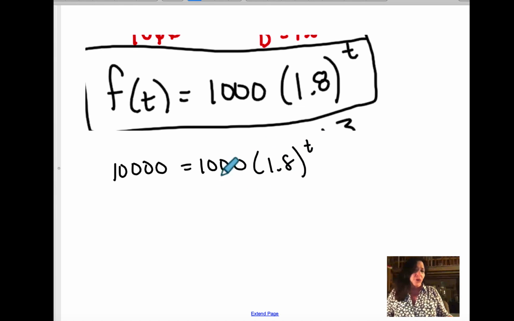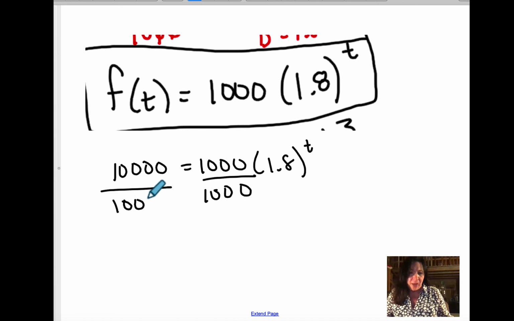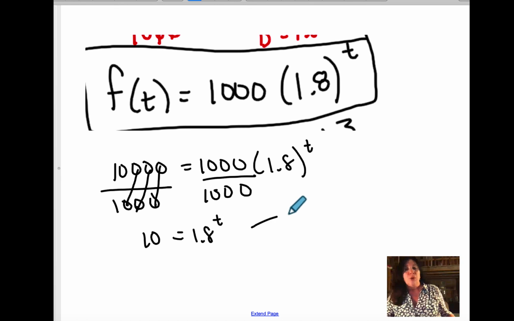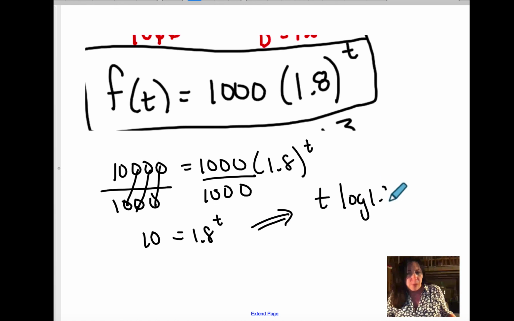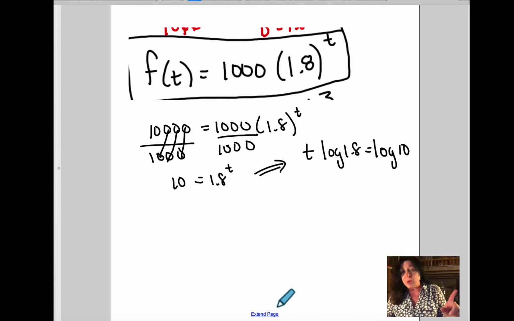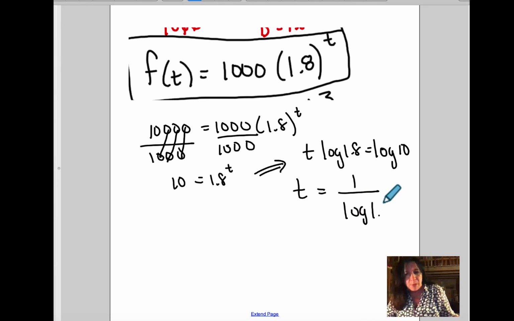And then you have to log, right? You're going to divide both sides by 1,000, and we get 10 equals 1.8 to the t power. Remember that you're going to go t log 1.8 equals log of 10. Now, be careful with this, because what's log base 10 of 10? 1, right? So realistically, this is t equals 1 divided by log of 1.8. And so just get that value.